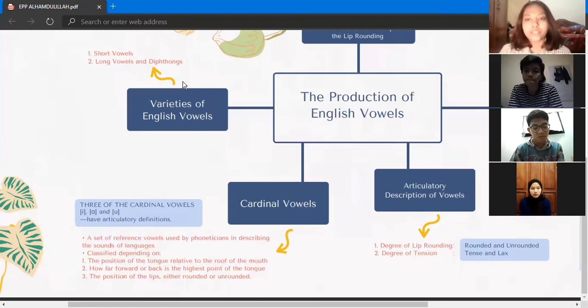Cardinal vowels are not vowels of any particular language, but a measuring system. However, some languages contain vowels that are close to the cardinal vowels. There are three cardinal vowels, that is I, A, and U, that have articulatory definitions. The vowel I is produced with the tongue as far forward and as high in the mouth as is possible without producing friction, with spread lips.